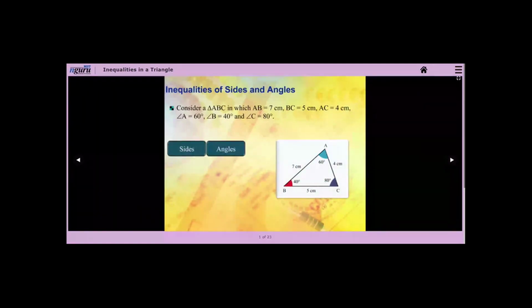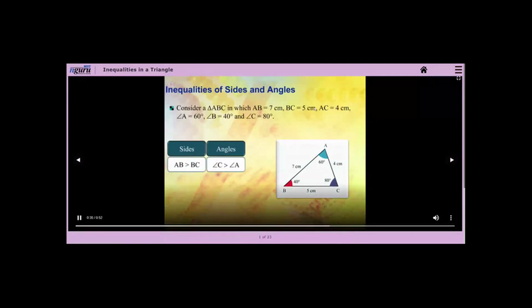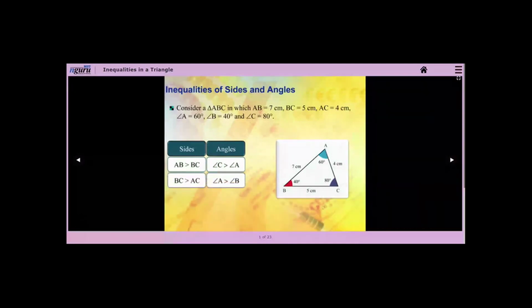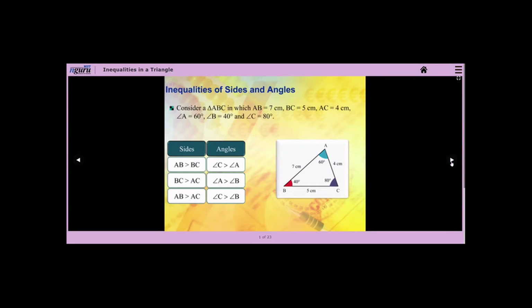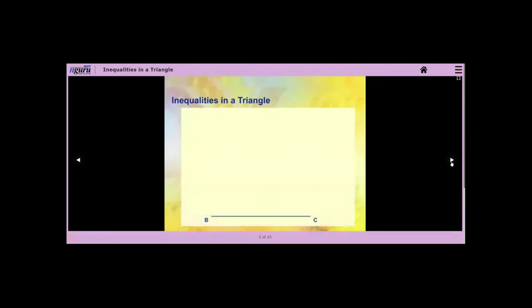Now, observe the relationship between the sides and the angles of the triangle. AB is greater than BC and angle C is greater than angle A. BC is greater than AC and angle A is greater than angle B. AB is greater than AC and angle C is greater than angle B. Do you understand this? Yes, ma'am. Opposite sides.